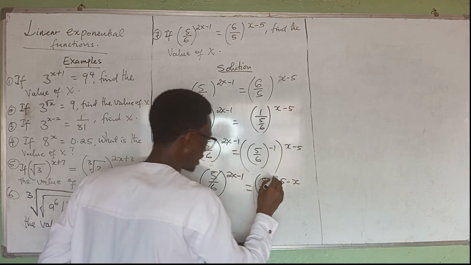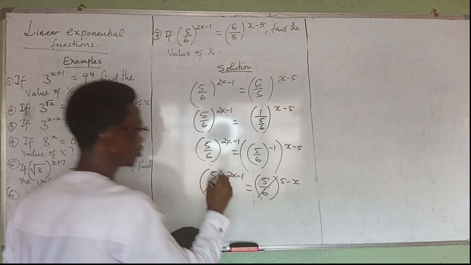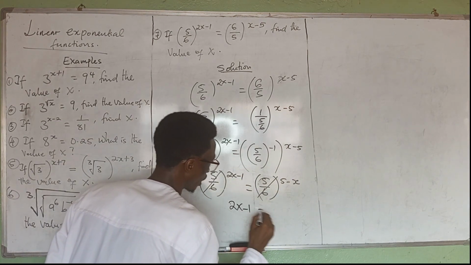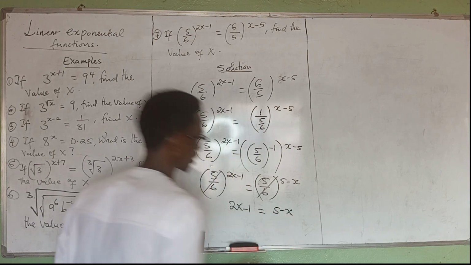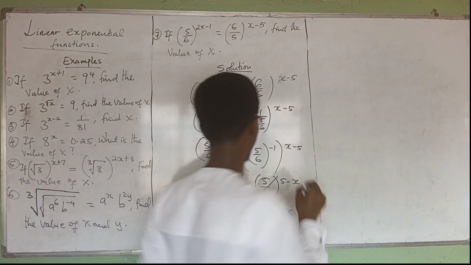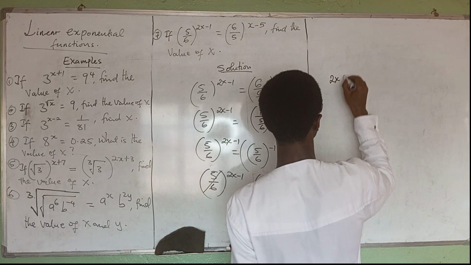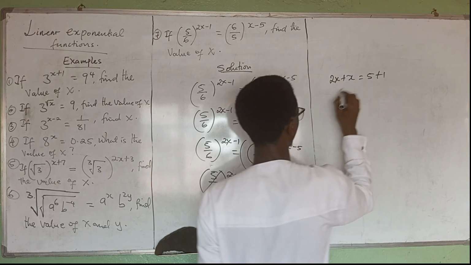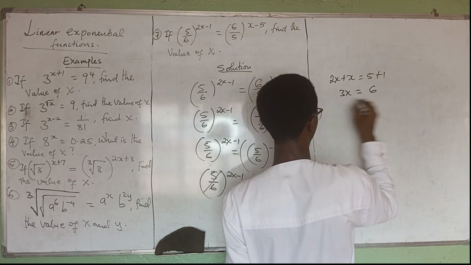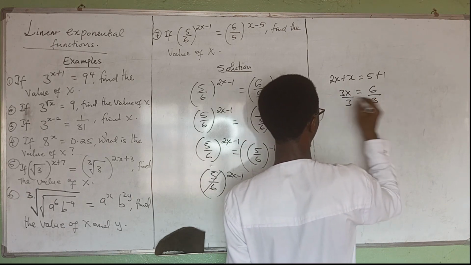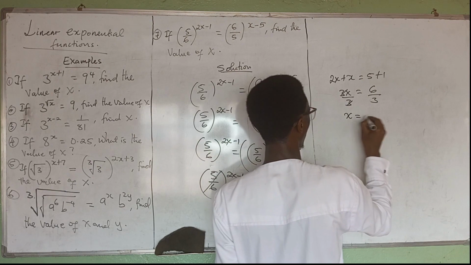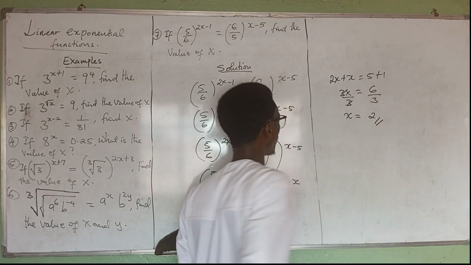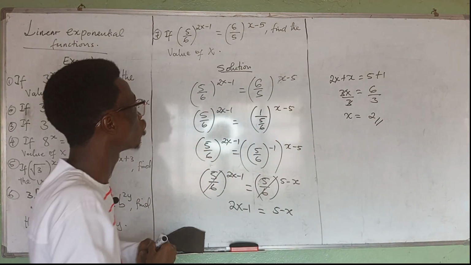So this and this can cancel, and we are left with 2x-1 = 5-x. Here you collect like terms. This becomes 2x+x = 5+1, so 3x = 6. You need x, so divide by 3, and x becomes 2.